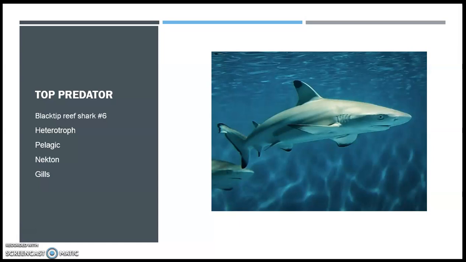But the blacktip reef shark would be the top predator because it's at the top of the food chain with no other predators of its own. It also could be called an alpha or apex predator.